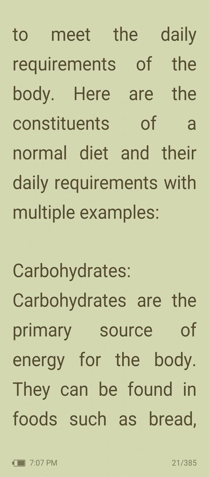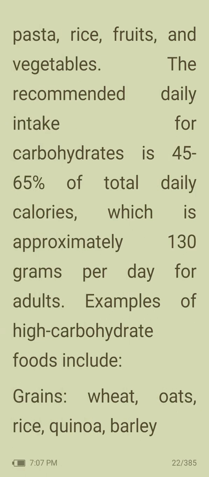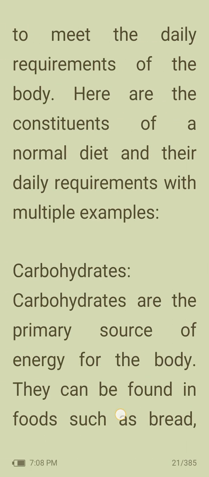Here are the constituents of a normal diet and their daily requirements with multiple examples. So, carbohydrates are the primary source of energy for the body. They can be found in foods such as bread, pasta, rice, fruits, and vegetables. The recommended daily intake for carbohydrate is 45 to 65% of total daily calories.